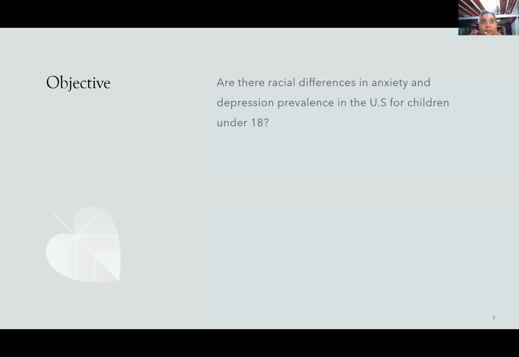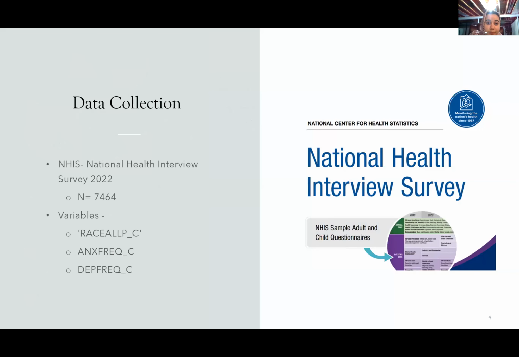If race had an impact on the prevalence of anxiety and depression in the United States for children under the age of 18. So where my data came from: I collected data from the National Health Interview Survey, which is run by a group under the CDC. The survey data that I took was from 2022.